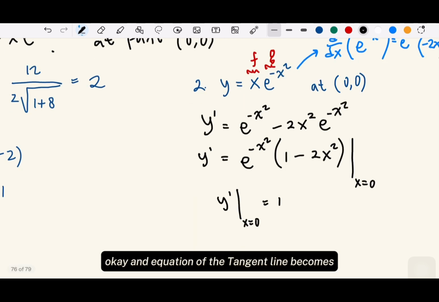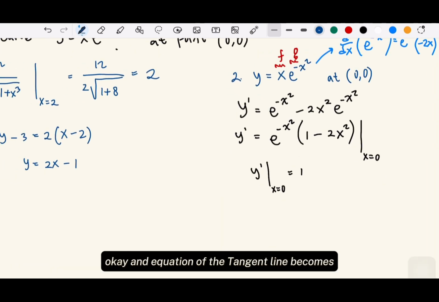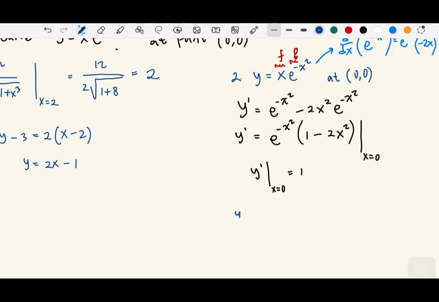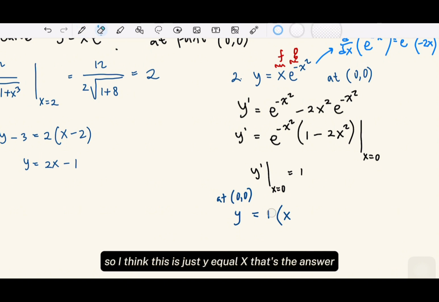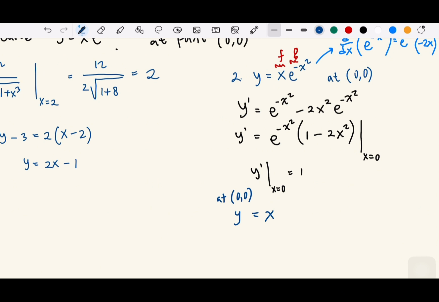Okay, and the equation of the tangent line becomes y, so at 0, 0, y becomes equal to 1 times x minus 0, so I think this is just y equals x. That's the answer.